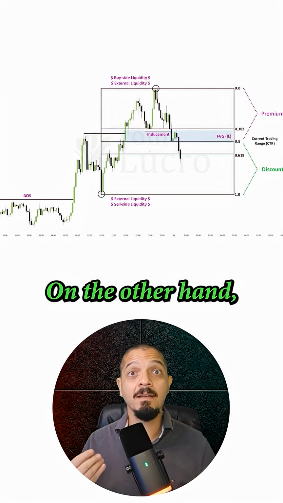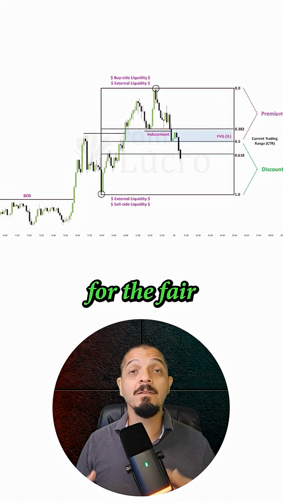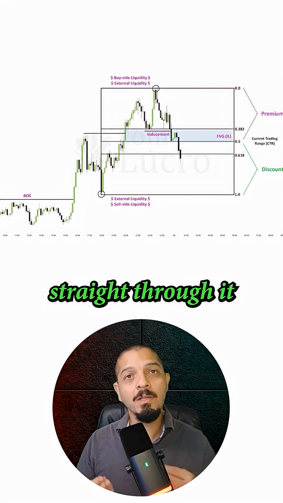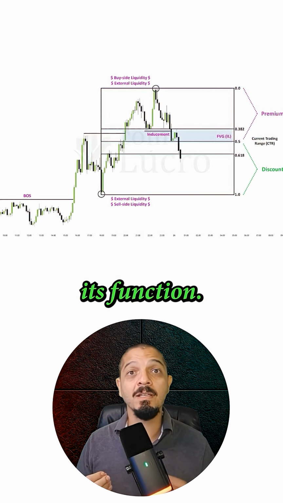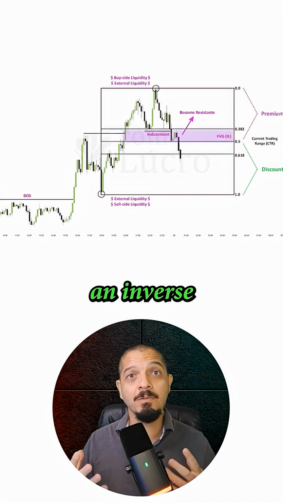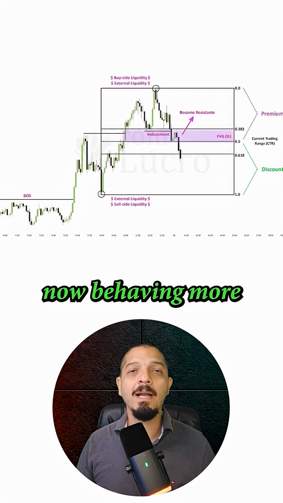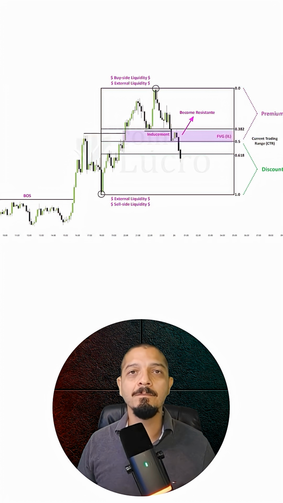On the other hand, when price shows no respect for the fair value gap and drives straight through it without a meaningful reaction, that gap changes its function. It becomes what we call an inverse fair value gap, now behaving more like a resistance area.